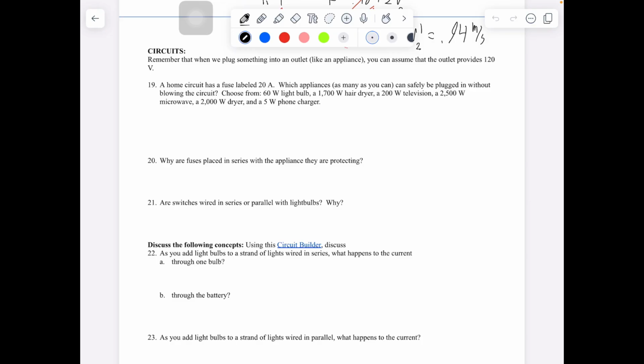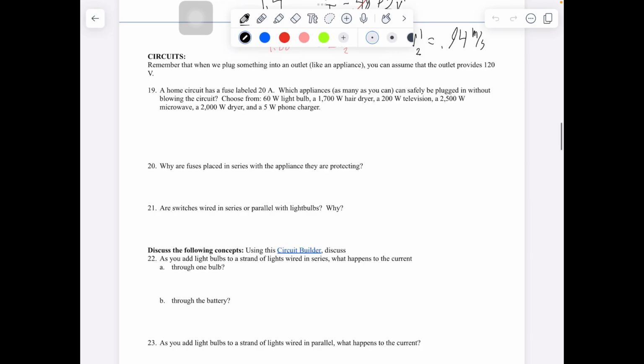Okay, well, so we want to try to plug in as many as possible without blowing the circuit. How are we going to do this? Well, we have some equations here. Notably, we have that power is current times voltage. This is what we're really going to use because we can solve for the current drawn by an appliance if we have the power and we have the voltage.